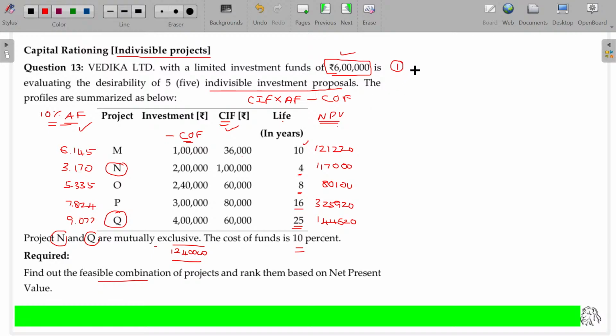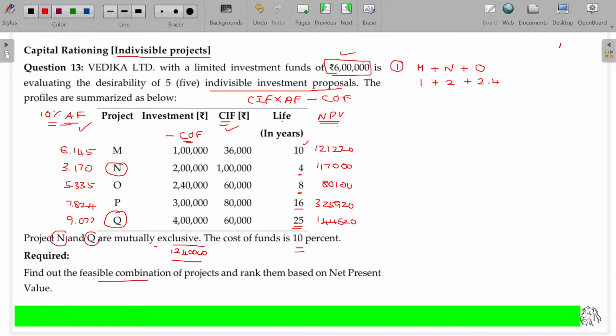Start with the first one. M. Then N. Okay. M 1 lakh over, N 2 lakhs. Then I choose O. For that I am in need of 2.4 lakhs. Can I choose P? No, because I have only 6 lakhs. How much have I invested currently? 1 plus 2 plus 2.4, 5.4 over. So that's all, we cannot invest more.